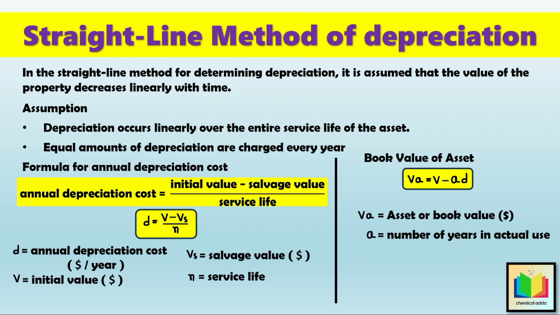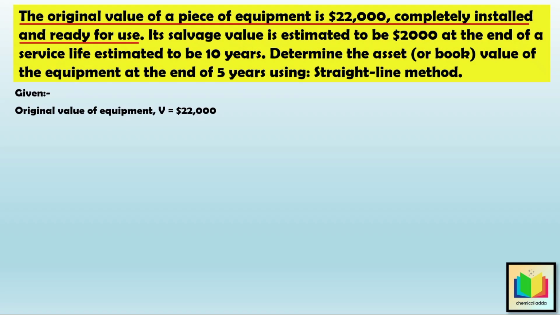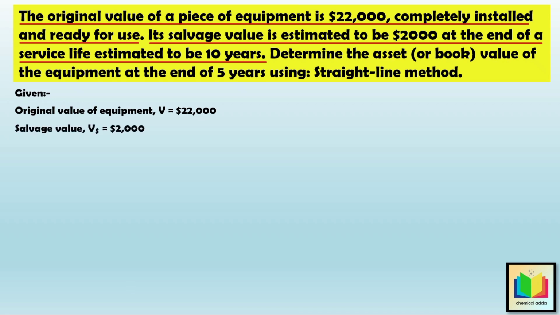Now let's understand how to calculate depreciation and book asset value by solving a numerical example based on the straight line method of depreciation. The example is: the original value of a piece of equipment is $22,000, completely installed and ready for use. So we are given the original value of equipment, that is V = $22,000. Then it is given that its salvage value is estimated to be $2,000 at the end of a service life, estimated to be 10 years. Which means we are given that salvage value, that is Vs, is equal to $2,000, and service life, that is N, is equal to 10 years.